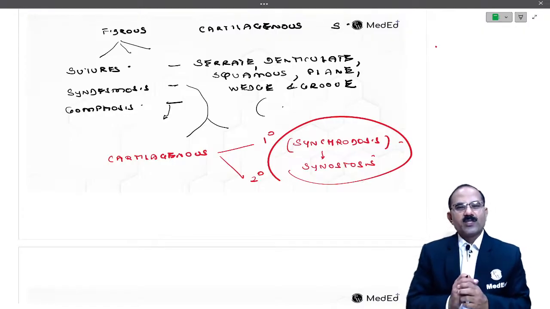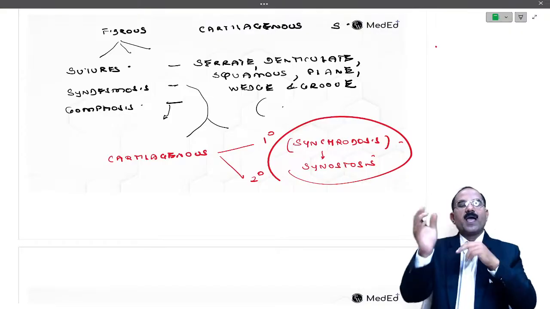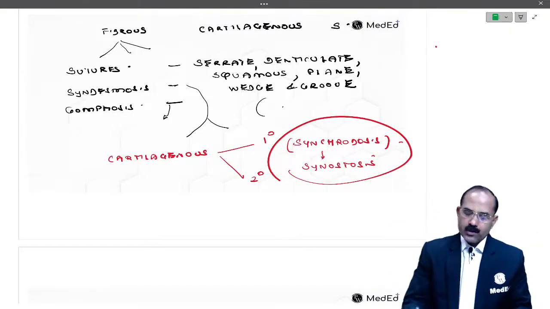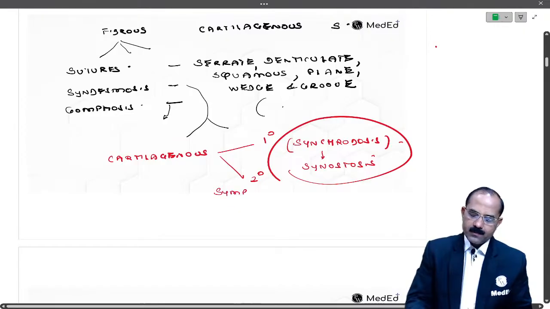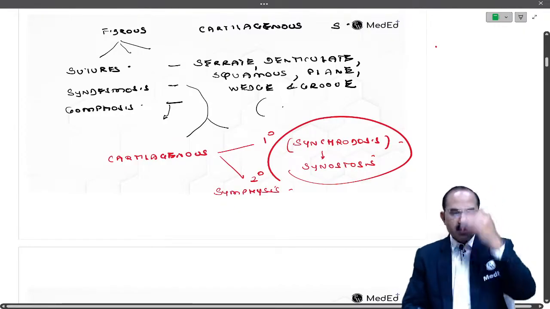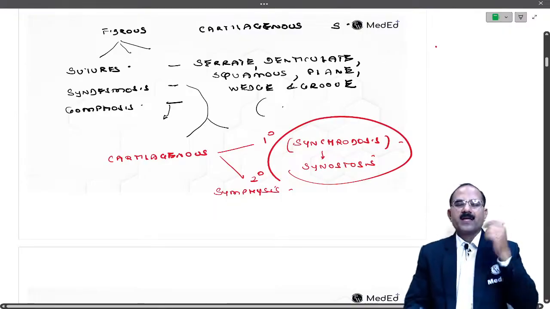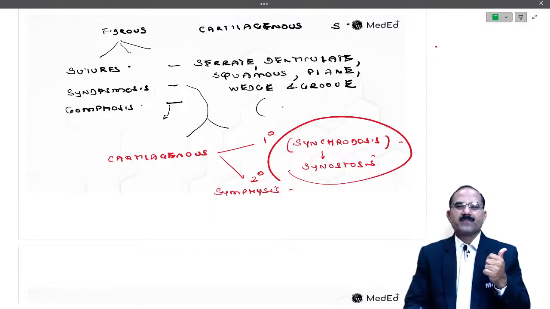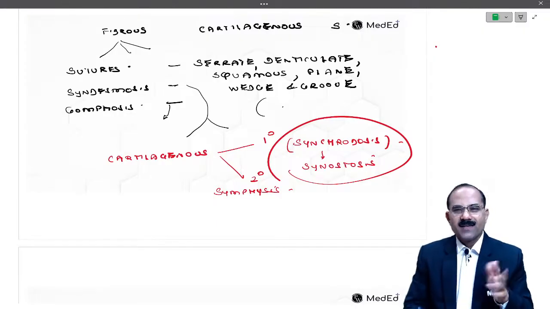The xiphisternal joint. Anything else? The joint between the epiphysis and diaphysis, this is converted into a bone. The secondary cartilage joints are also known as symphysis. And these joints are found in the midline of the body. Example is pubic symphysis, intervertebral joints. Yes? Clear?